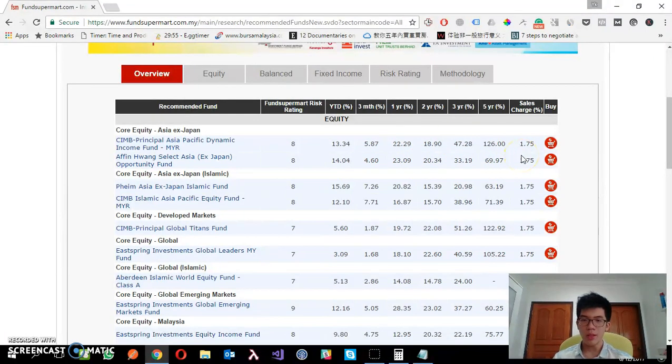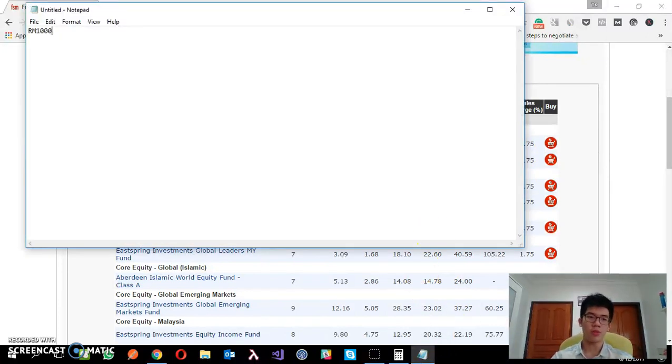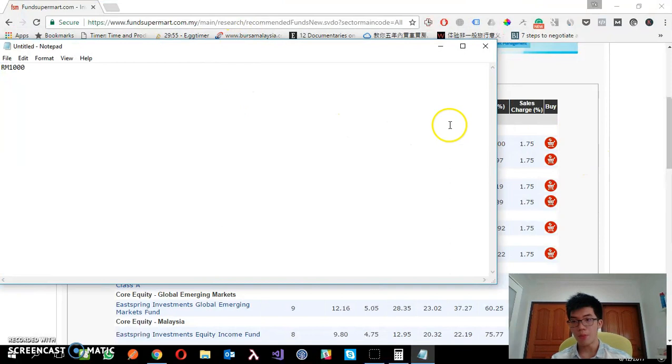So the sales charge means, for example, let's say you invested 1,000 ringgit. If the charge is 1.75%, what it means is that, for example, 17 ringgit 50 cents is 1.75% of 1,000 ringgit.